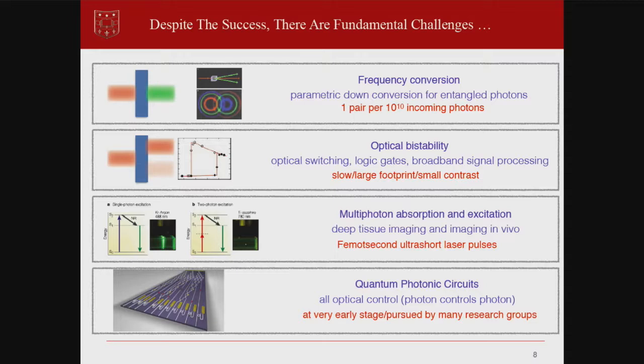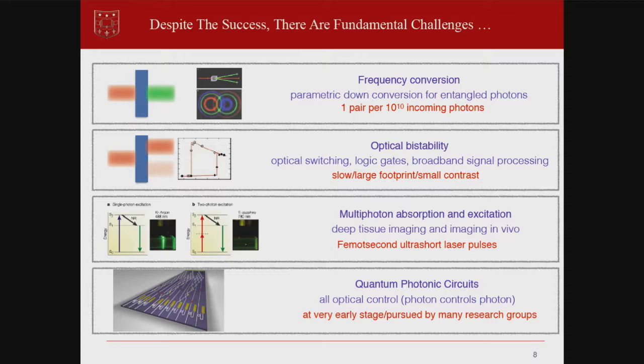Despite great success, there are fundamental challenges in optical photonics, and that include frequency conversion and optical bistability, and the multi-photon absorption and excitation, and also optically controlled quantum photonic circuits. So at this moment, all these nonlinear quantum optical processes are either very slow or very inefficient. And the fundamental reason for this inefficiency is because of the very weak photon-atom interaction, or direct or indirect photon-photon interactions. For example, for the frequency conversion, right now, by using parametric down conversion, on average, for every 10 to the 10 incoming photons, it only generates one pair of entangled photons. So you know how inefficient it is.